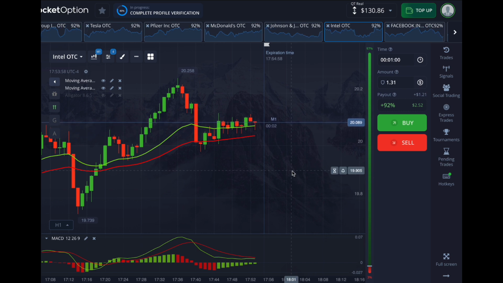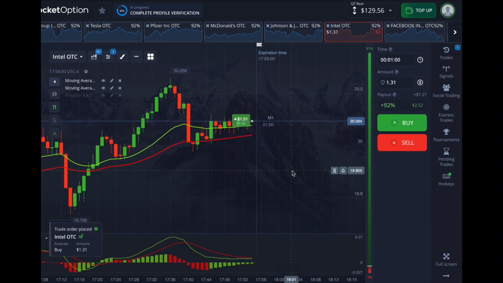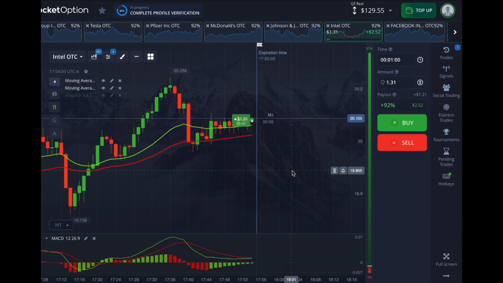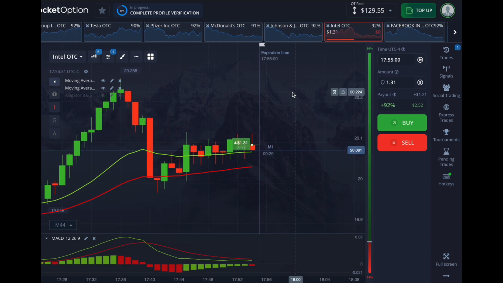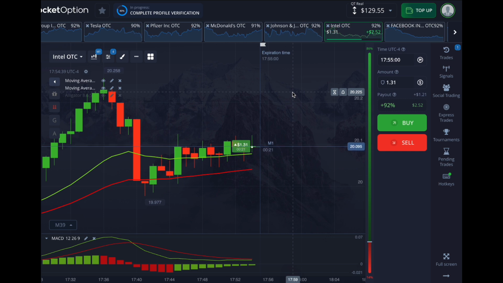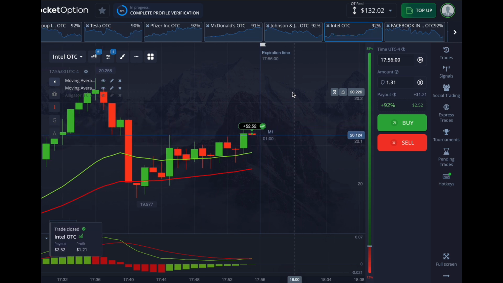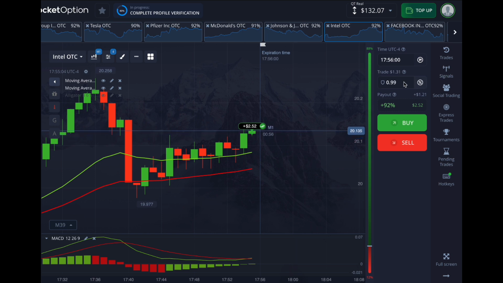Now we are looking at Intel OTC for a buy position, due to it being an uptrend and prices reached the 25 EMA once again. And we have won the trade.